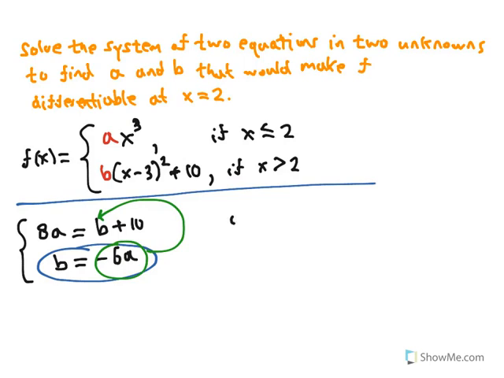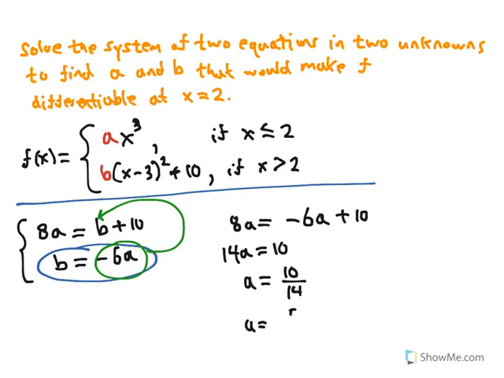So when we do that, we will have 8a is equal to, in place of b, you can write negative 6a plus 10, and you can add 6a to both sides of the equation. 8a plus 6a would give you 14a is equal to 10. Divide both sides of the equation by 14. You get a is equal to 10 divided by 14, and you can reduce 10 over 14 to 5 over 7. So we know a should be 5 over 7, but what should be b?